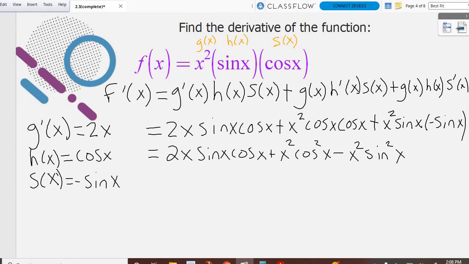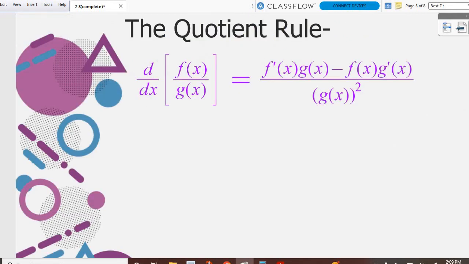Alright, so now we have looked at addition and subtraction rules, and we've added a multiplication rule. So what's our last one? A division rule. We have to have our quotient rule. Again, we have to have this memorized because it comes up a lot.